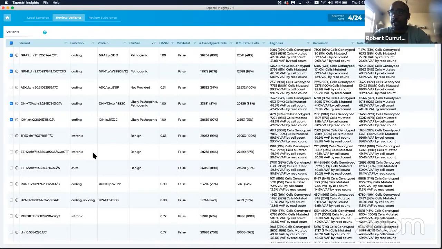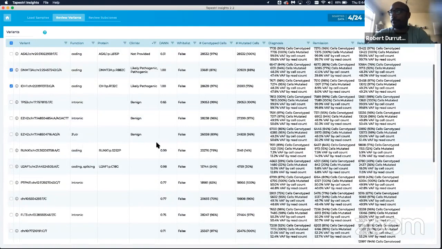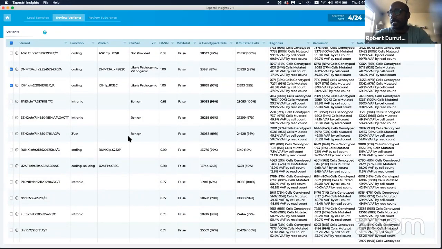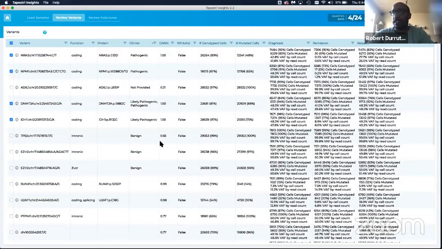EZH2, similar story. It's residing in an intronic region, again, based on the canonical transcript. It has a benign label, and it's in 97% of the cells mutated. So that, again, is highly indicative of a potential germline, not including that one. EZH2 as well, you have the benefit of relying on this benign label, and the fraction of cells mutated, again, is 96%. So that's relatively straightforward.